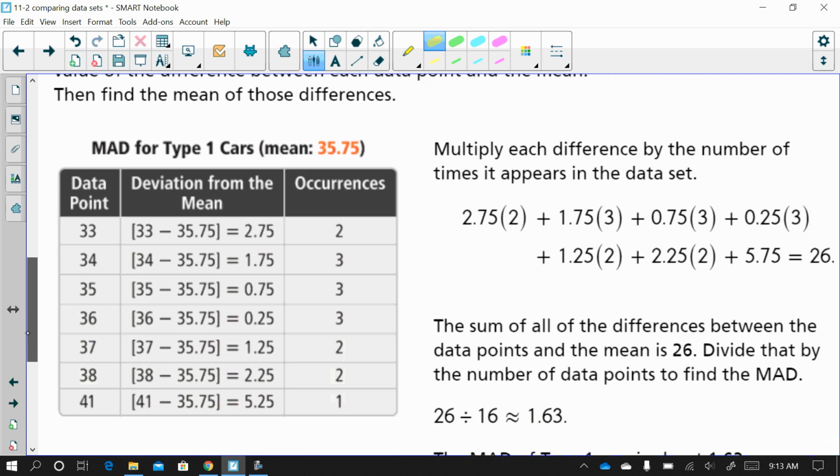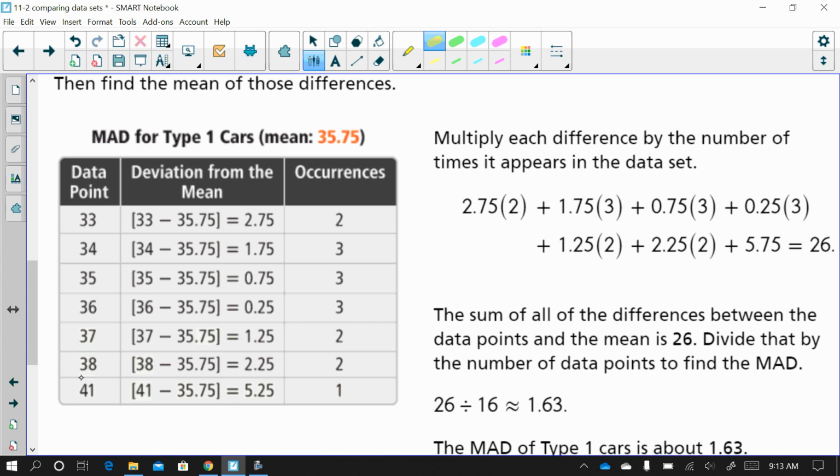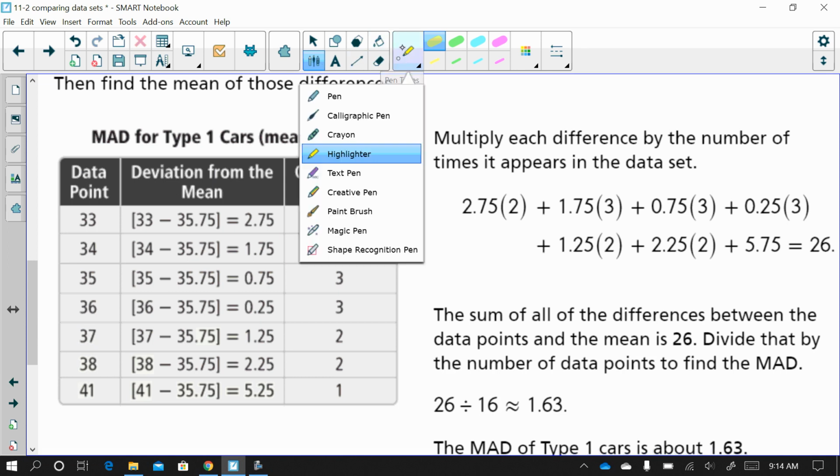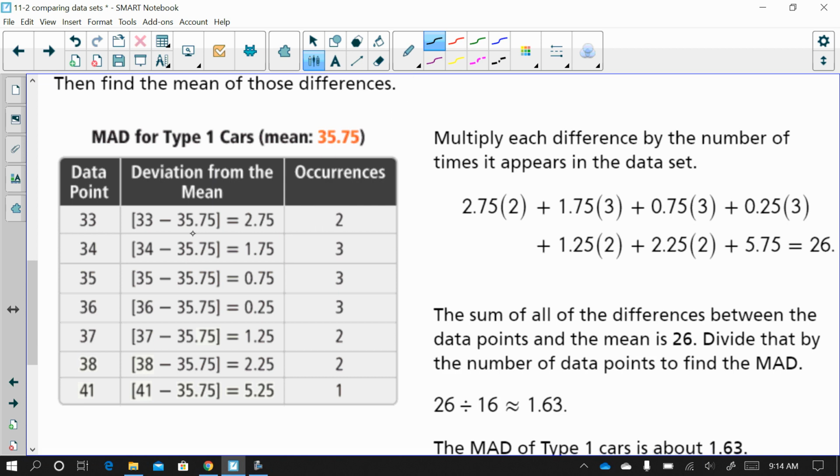Okay, so let's look at type 1. For type 1, they decided to just list the data points. Remember, we saw the dot plot, it was pretty easy to see what numbers we have. So what we're going to do is take each of those values and subtract the mean from it. My first point I had was 33. So I take 33 minus the mean. I get negative 2.75. But remember, it's the absolute deviation, so take the absolute value. That's how I get positive 2.75.